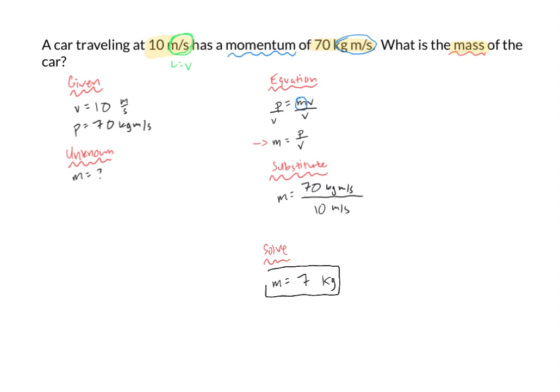But there you have it, guys. You now know how to use momentum and velocity to figure out mass. You could use this exact same process given mass and momentum to figure out velocity as well. Go ahead and see if you can figure that out, and try out some problems on your own. Happy solving!